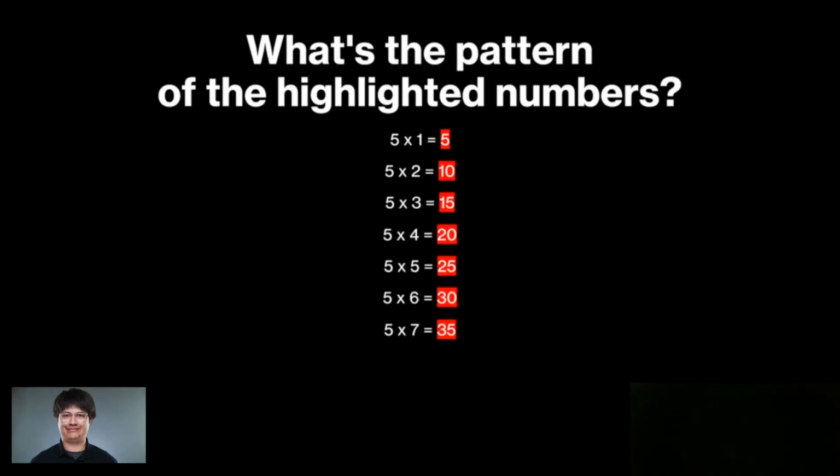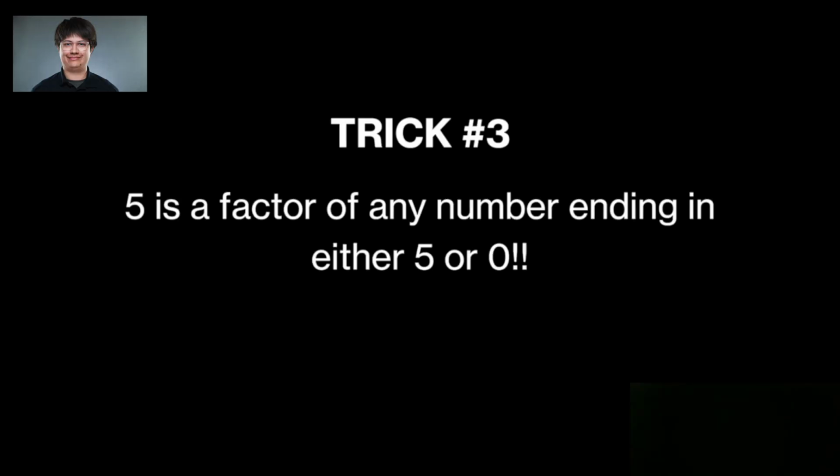So let's start with this. Looking at this times table for 5, do you notice anything? Particularly the last digit of each highlighted number. So it's going to be either 5 or 0. And so trick number 3 is if a number ends in 5 or 0, then we know that 5 is a factor for that number.